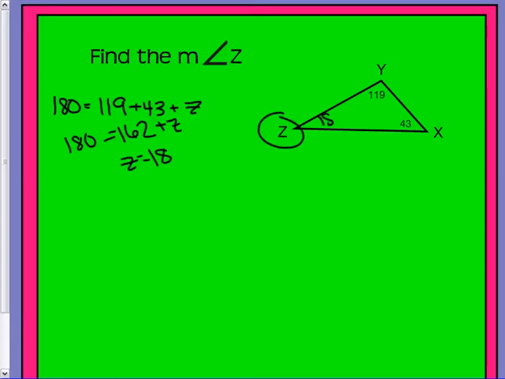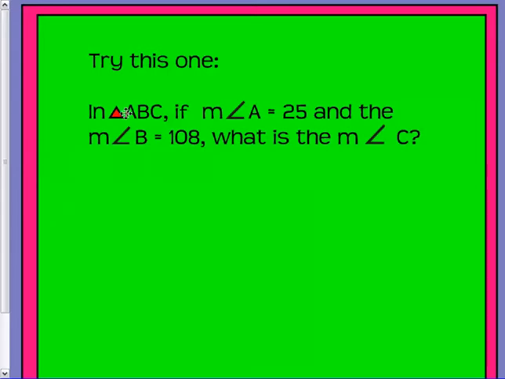So z is 18, and that follows the rule of 180 for a triangle. Okay, go ahead and try this one. If you know the measure of angle A is 25 and B is 108, what's the measure of C? Pause the video right now and take a few moments to try this one.